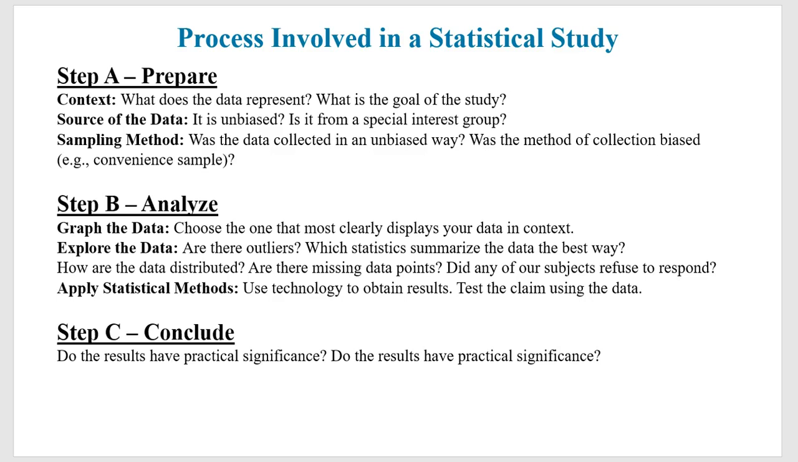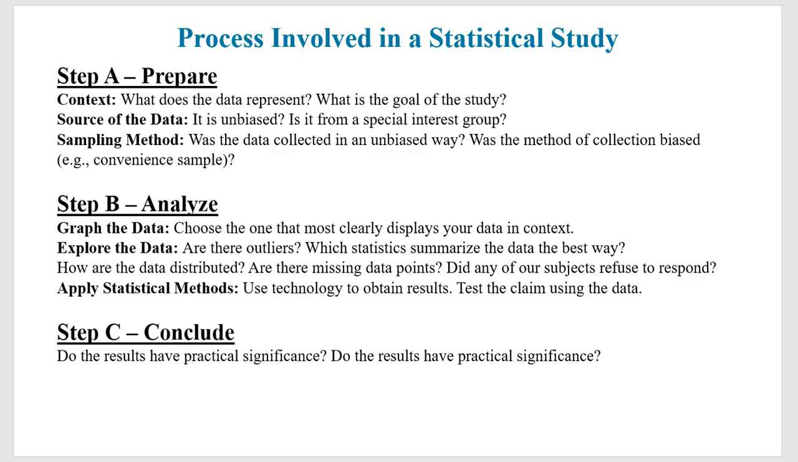All right, so when you're doing a statistical study, there is a process. Step A is going to be, you're going to prepare. Obviously, you're going to have to make sure, what's your objective here? What are you trying to get to? Context is important. What does your data represent? What is the goal? What are we trying to get at? The source of the data, make sure that your data is unbiased. Is it from a special interest group?